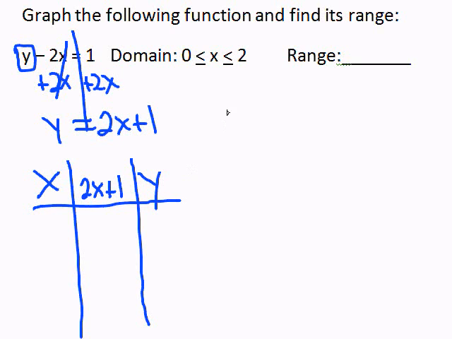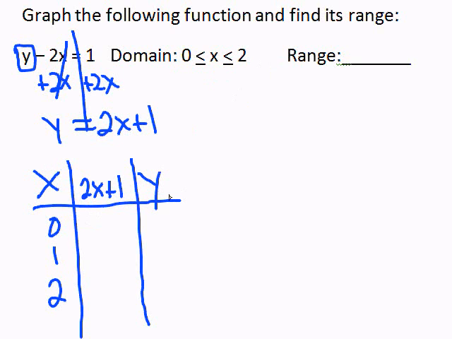This is a bit tricky. What x values do you use? X is between 0 and 2. Well, you just start with your smaller number of your domain, 0, then 1, then 2. Can x go any bigger than 2? Well, the answer is no, because x has to be between 0 and 2.